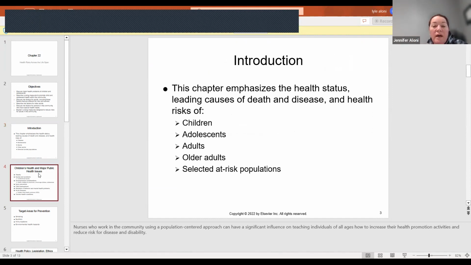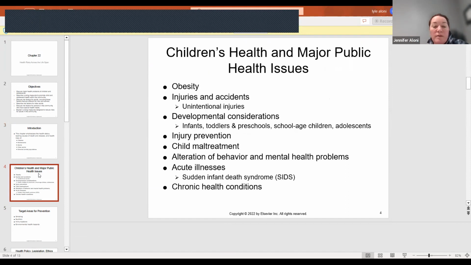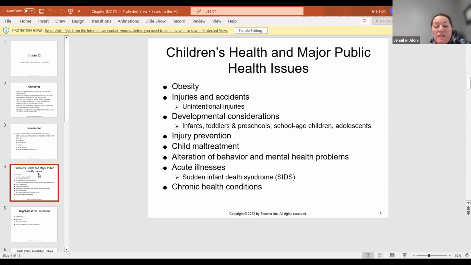So children and health, major public health issues we see as obesity is a big one. With our school-age kids, we're going to have injuries and accidents. And we're going to look for abuse, of course, and across all of ours. With our infants, we worry about SIDS, and we look at chronic health conditions, try to minimize those.